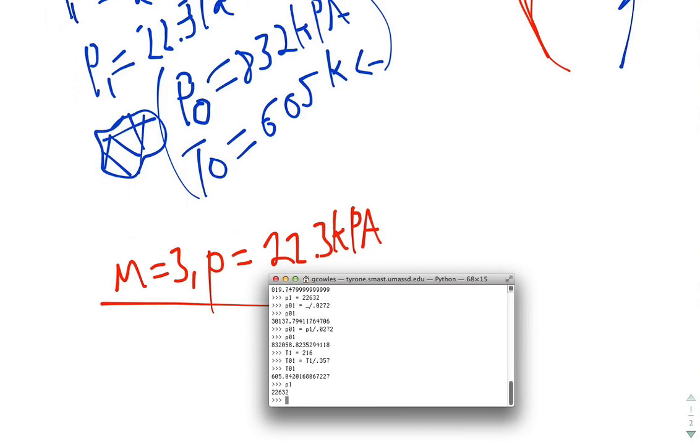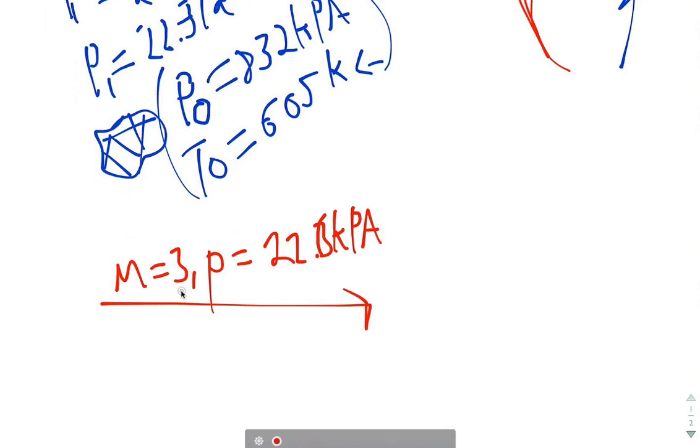P1, 22.6 kPa. Okay, and then now it passes through the shock. What happens to the pressure as it passes through the shock? Well, we get another pressure on the other side of the shock, P2. What is this equal to?